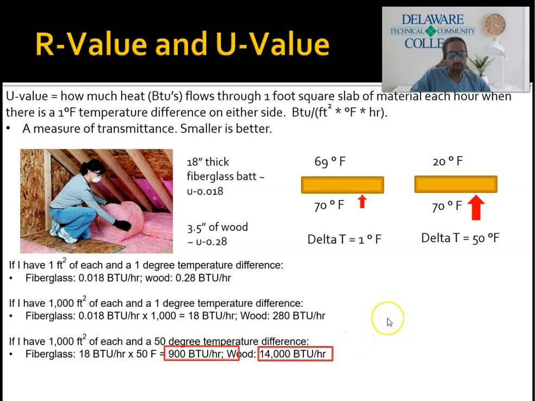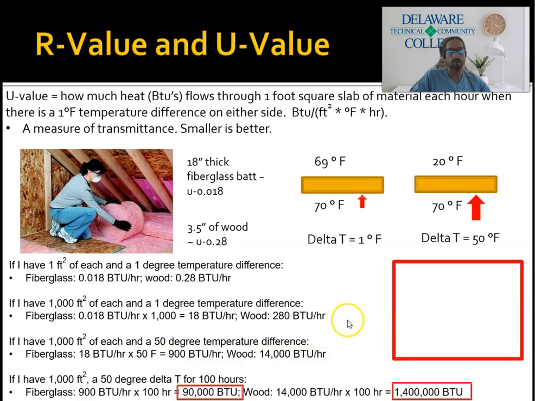What if, for most of a week, we have this 50 degree temperature difference? So let's say we have 100 hours of these conditions, right? So now we have a 50 degree difference with 1,000 square feet for 100 hours, which is less than a week. Okay, so not unusual during warm or cold months, especially cold months. And so now we have 900 BTUs per hour for 100 hours, and that's 90,000 BTUs, and then 14,000 BTUs per hour for 100 hours is 1.4 million. So now you can see how this really starts to add up, and then you have all these other surfaces.